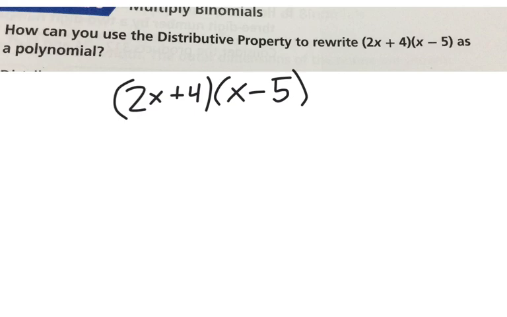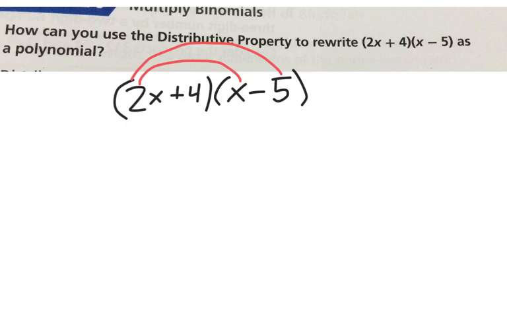So we're going to distribute this whole parentheses to the whole second parentheses, because you see how the parentheses are right next to each other. There's no sign between them. So I'm multiplying. I'm going to take the first term, which is 2x, and I need to distribute it to both terms in the other parentheses.